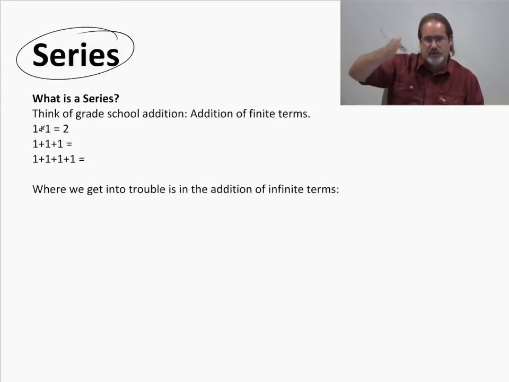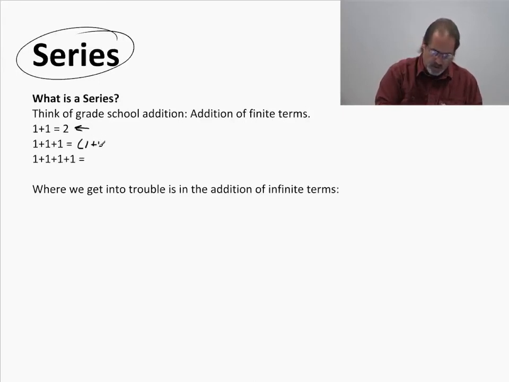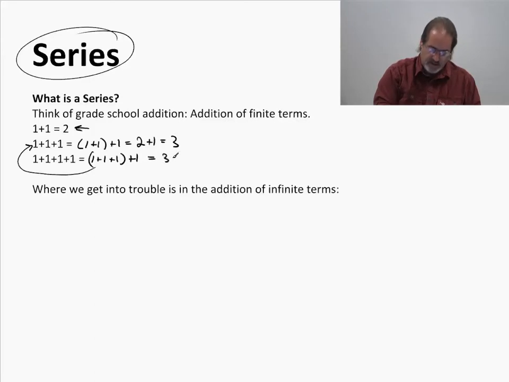Now, if I take the first two values in that series, 1 plus 1 equals 2. All right? Now, if I add the next one onto it, I have 1 plus 1 plus 1, which I could think of as the previous 2 plus 1, which is obviously 3. Now, the next one, if I add yet another 1 onto it, I'll have 1 plus 1 plus 1 plus 1. See, this is the previous one right there, which is obviously 3 plus 1, which equals 4.